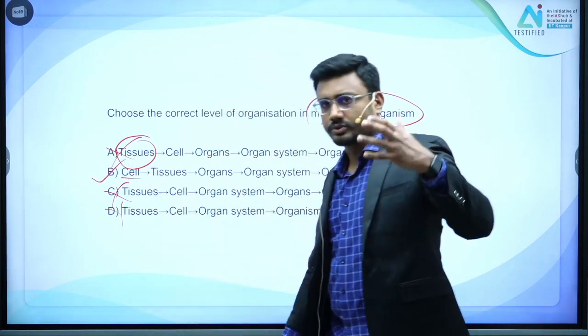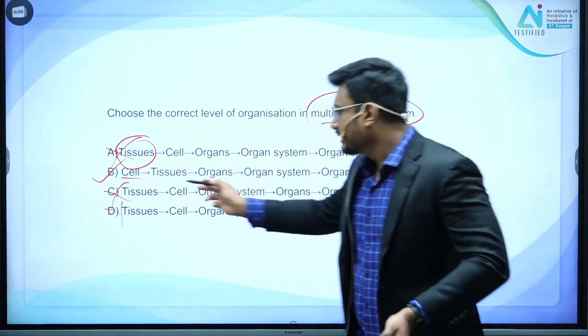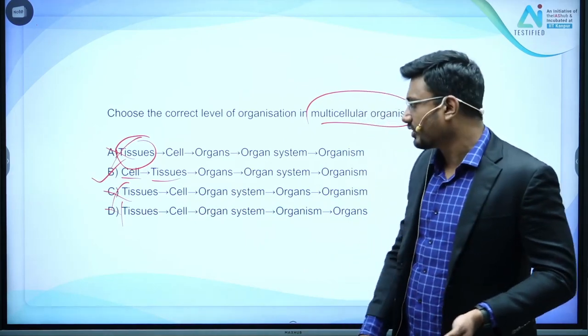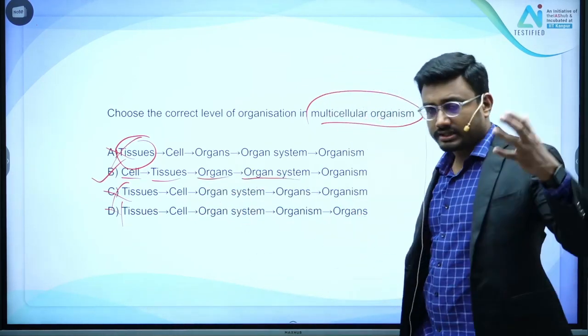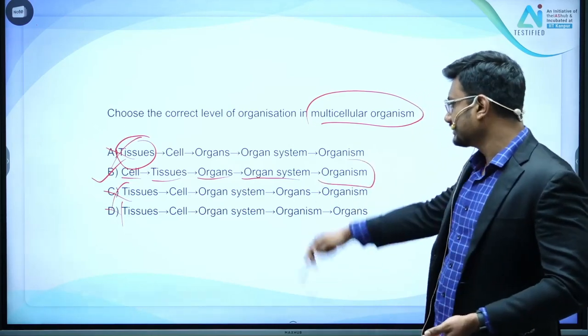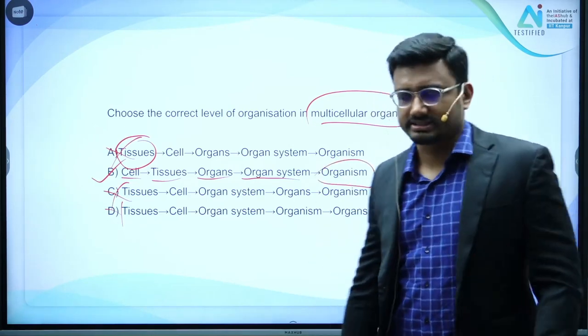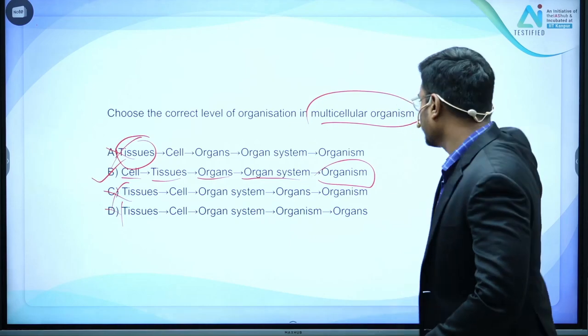Similar kinds of cells combine together and form the tissue. Tissues form the organs. The organs form the organ system, and the organ system leads to the organism. So now let's move on to the next slide.